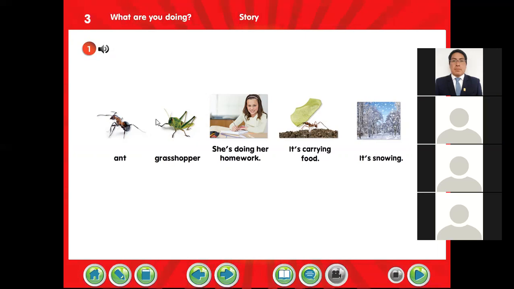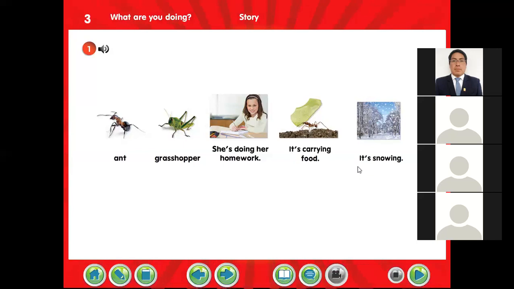It's snowing. Good. Now, as Naomi says and Stephanie says, teacher, the story is about two insects. One is the ant and the grasshopper. Yes? And now, some students, please, are going to read the vocabulary now. Fabiana Hernandez. Fabiana, please. Can you read the vocabulary? Ant. Grasshopper. She's doing her homework. Is carrying food. And it's snowing. Excellent, my friend. Good work.